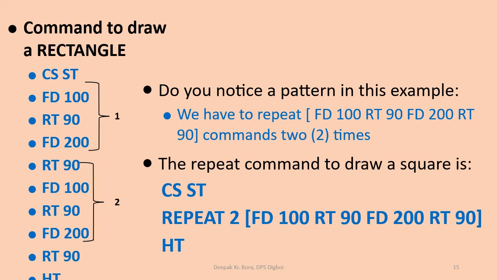Let us take another example. We want to draw a rectangle. So the command to draw a rectangle in Logo will be CS ST, FD 100, RT 90, FD 200, RT 90, FD 100, RT 90, FD 200, RT 90, and HT. Here we can notice the FD 100, RT 90, FD 200, RT 90. This set of commands is repeated twice. Therefore, we can write the repeat command for drawing a rectangle. So the repeat command goes like this: repeat 2, FD 100, RT 90, FD 200, RT 90.